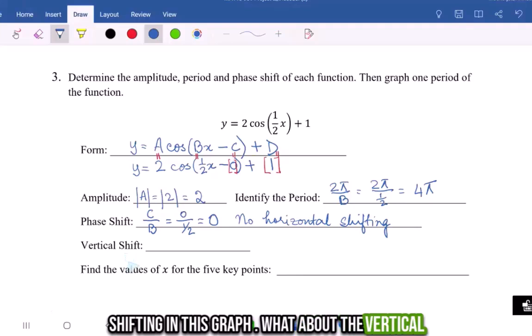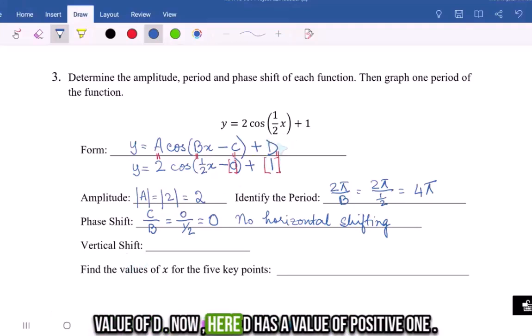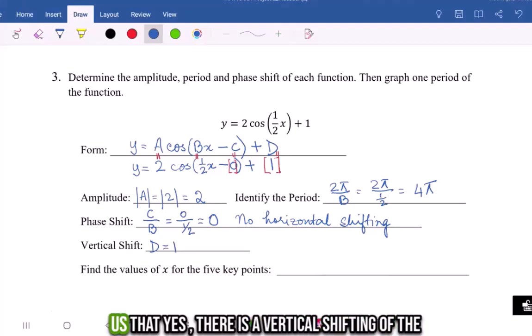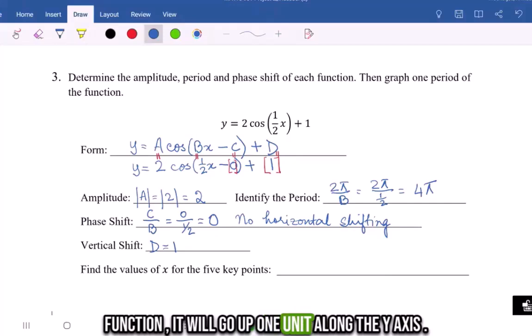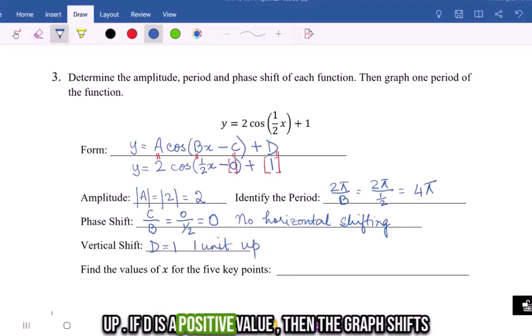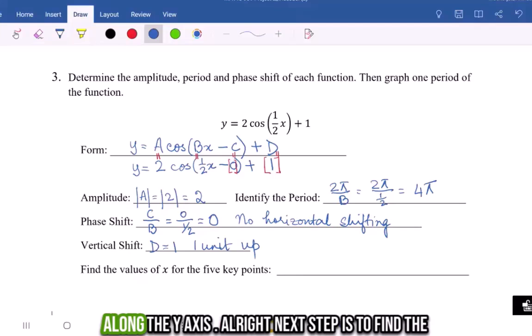What about the vertical shifting? Vertical shifting is determined by the value of D. Now here D has a value of positive 1. So D equals 1, and it's a positive 1. That tells us that yes, there is a vertical shifting of the function. It'll go up 1 unit along the y-axis. Therefore, the vertical shifting will be 1 unit up. If D is a positive value, then the graph shifts up. If D is a negative value, the graph slides down along the y-axis.